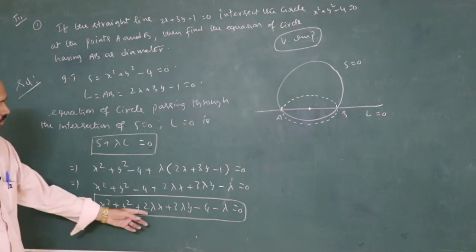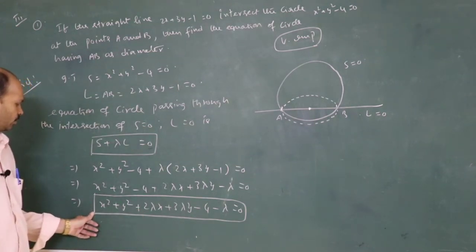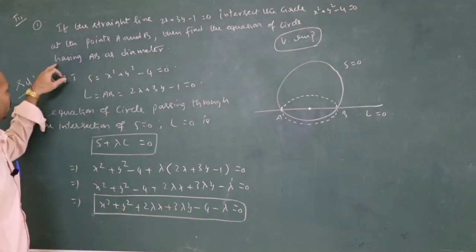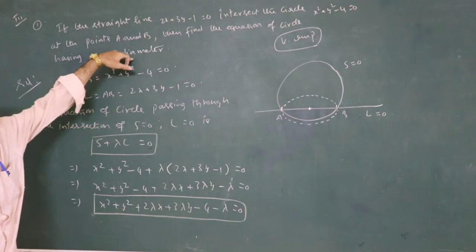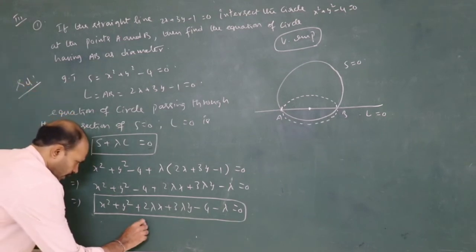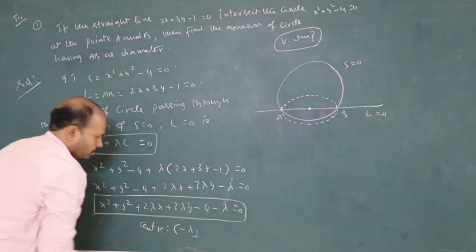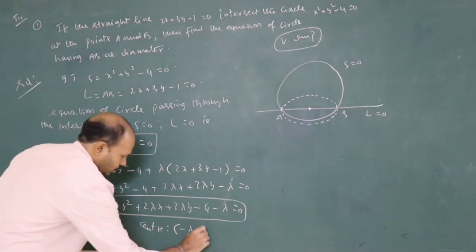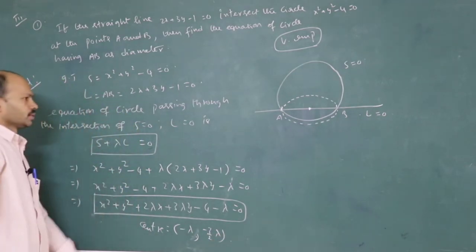But what is the value of lambda? We have to find the value of lambda. For getting lambda, one condition was given. This circle is having AB as a diameter. You know the diameter means it always passes through center. So write down the center of this circle. Center is equal to (minus g, minus f), which is (minus lambda, minus 3 by 2 lambda). This is the center.